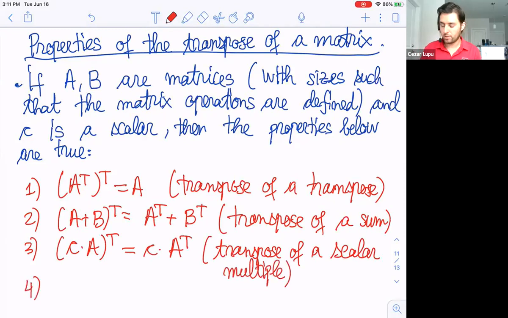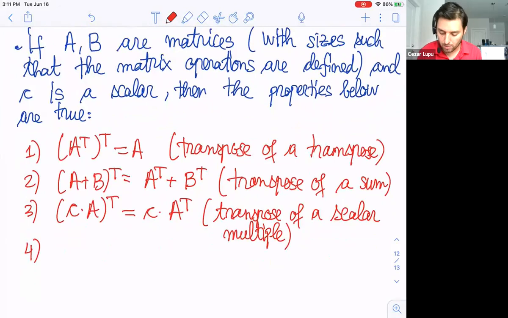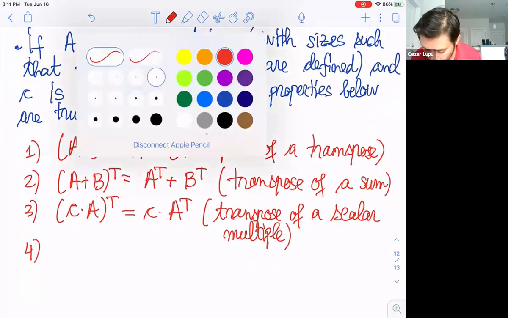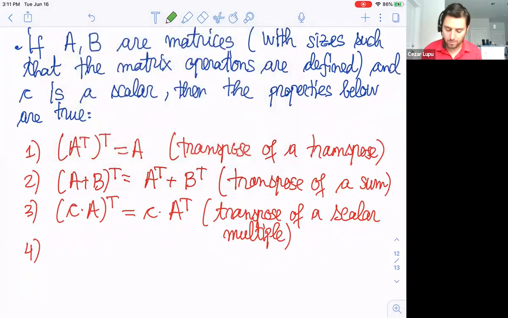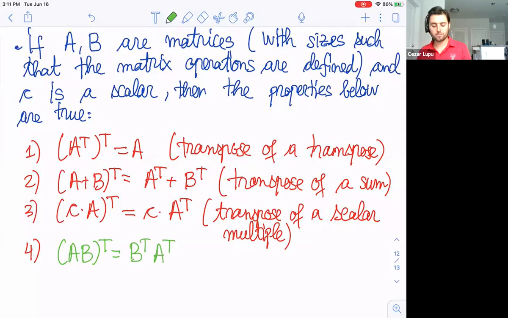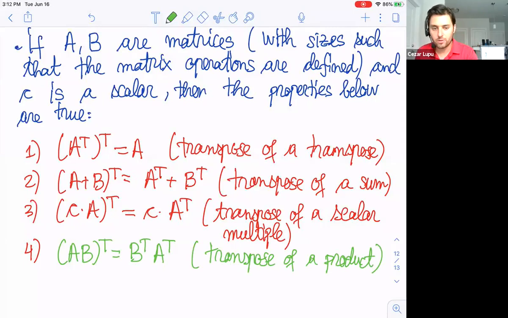The fourth one, which is very important, and I'm gonna write this in a different color. What color should I pick? Okay, green. AB transpose is not as you might imagine. This is nothing else than just B transpose times A transpose. This is the transpose of a product. Okay, so these are the properties of the transpose.